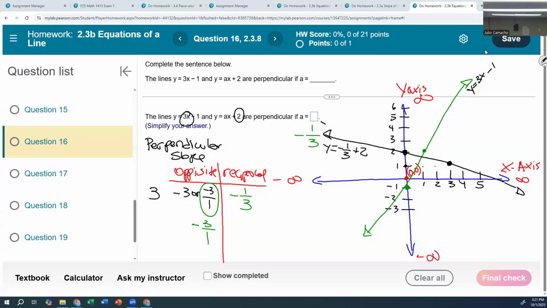So you have your two lines, and you can see where these two lines are crossing together. And those are perpendicular lines because they are not parallel, they are not running together, they are running in opposite ways, and they cross and touch together. And that is the example for question 16.